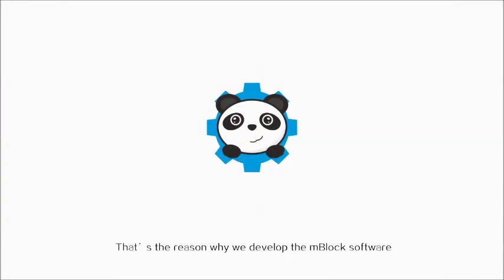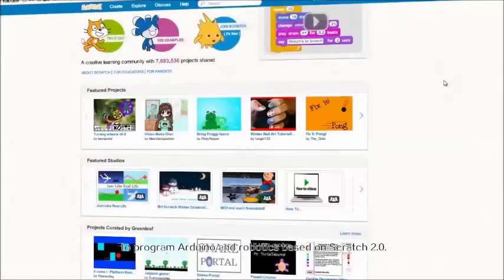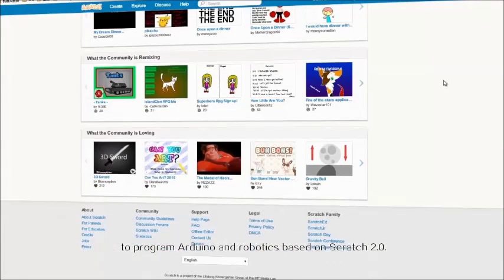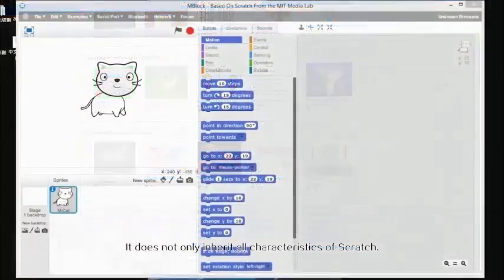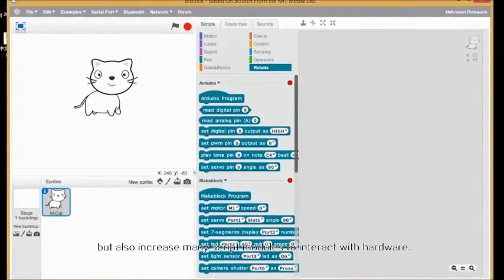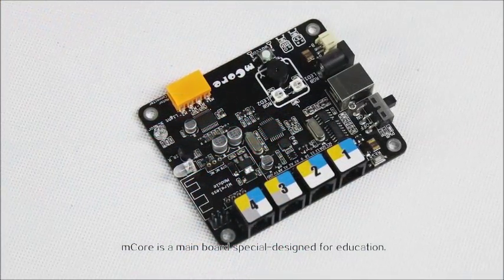The reason why we developed the M-Block software is to allow the programming of Arduino and robotics based on Scratch 2.0. It does not only inherit all the characteristics of Scratch, but also increases many script modules. M-Core is a mainboard specially designed for education.